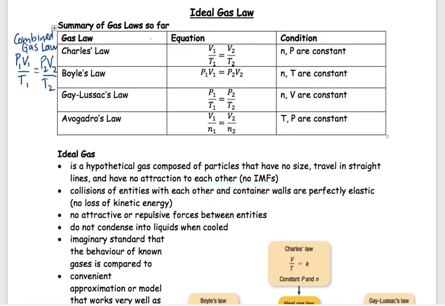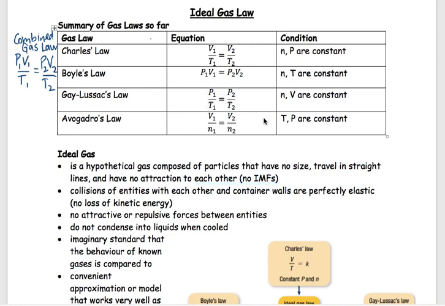Okay, and then last day we looked at Avogadro's law, the relationship between volume and the amount of the gas that was involved. So now what we're going to do is combine all of these into the ideal gas law. So there are some conditions that we have to follow.